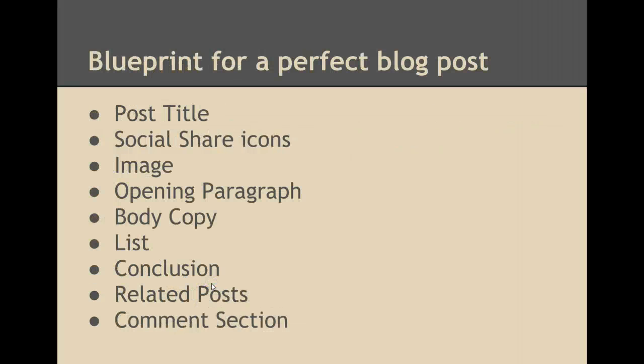Now we're going to get into the specifics of writing each blog post, and this is the anatomy of a perfect blog post. First, you want to have a compelling, interesting, and exciting post title, which preferably includes your target keyword for the post. Next, you want to have your social share icons, a beautiful image, an opening paragraph that includes a keyword, body copy, once again, that includes a keyword at least once, an actionable list, again, preferably with a keyword, the conclusion, related posts, and a comment section.